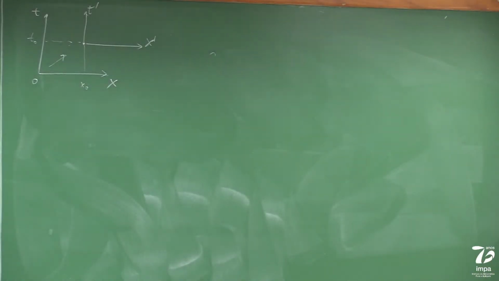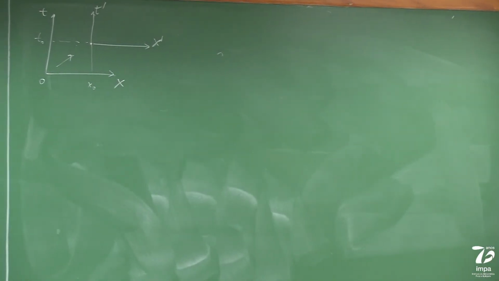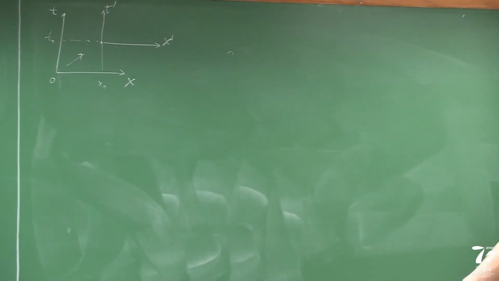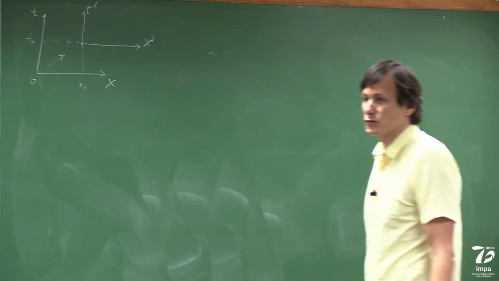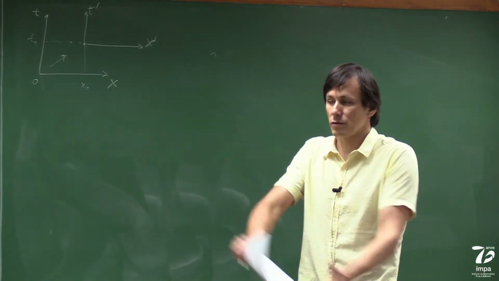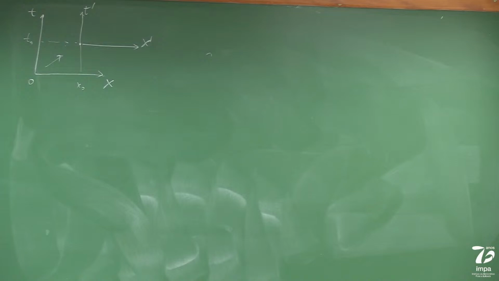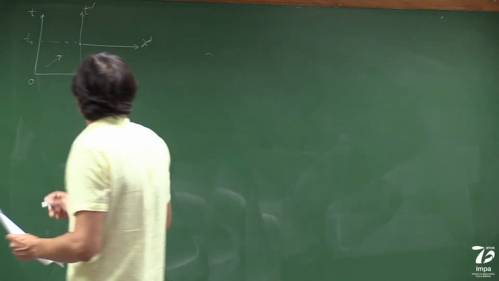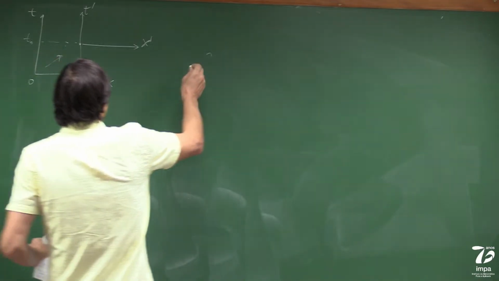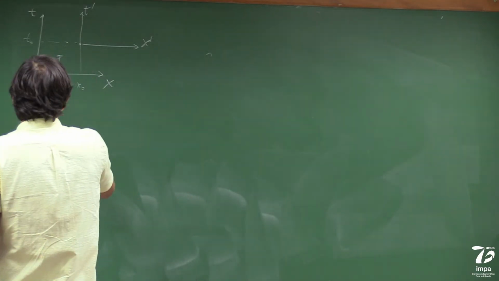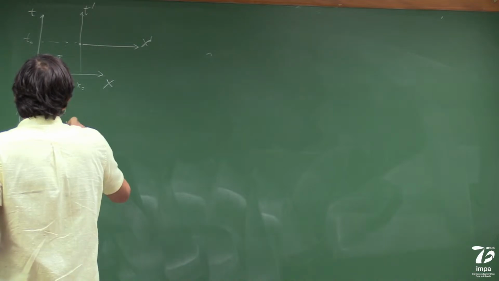And the idea is that there is no distinguished origin of time and distinguished origin of space. You can put it here, there, any other place. It will be just the same. Okay, so this is the first transformation. The second transformation is rotation.